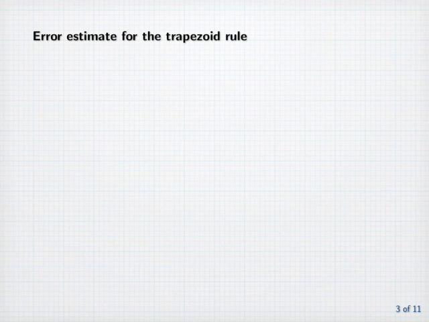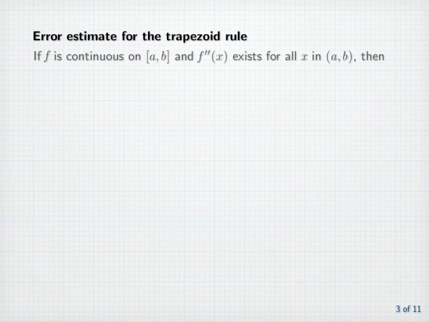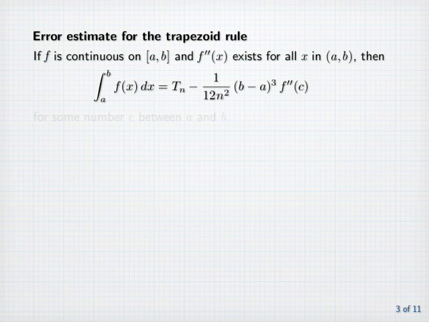Error estimate for the trapezoid rule. A theorem whose proof we will not give, because it requires more calculus than we've learned up to now, states that if f is continuous on the closed interval [a, b], and if f double prime of x exists for all x in the open interval (a, b), then the integral from a to b of f of x dx is equal to the trapezoid rule approximation T sub n plus a remainder term of the form minus 1 over 12n squared times (b minus a) cubed times f double prime of c, for some number c between a and b.